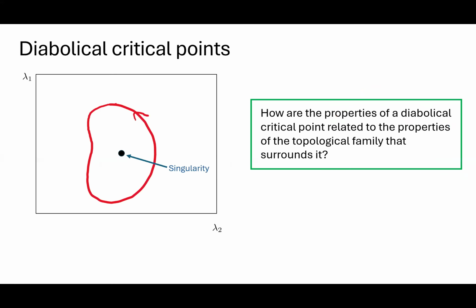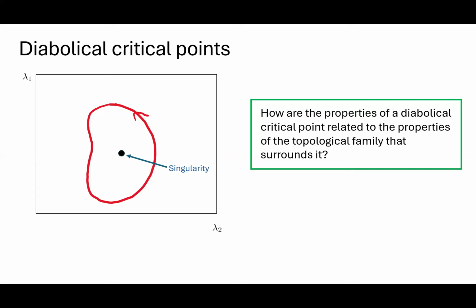But let's come back to, suppose we did have a diabolical critical point, what properties would it need to have? So when you have a continuous phase transition between these two phases, say like spontaneous breaking phase or trivial phase, or between two topological phases, it must be the case that the properties of those phases somehow get imprinted on the quantum criticality at the phase transition.